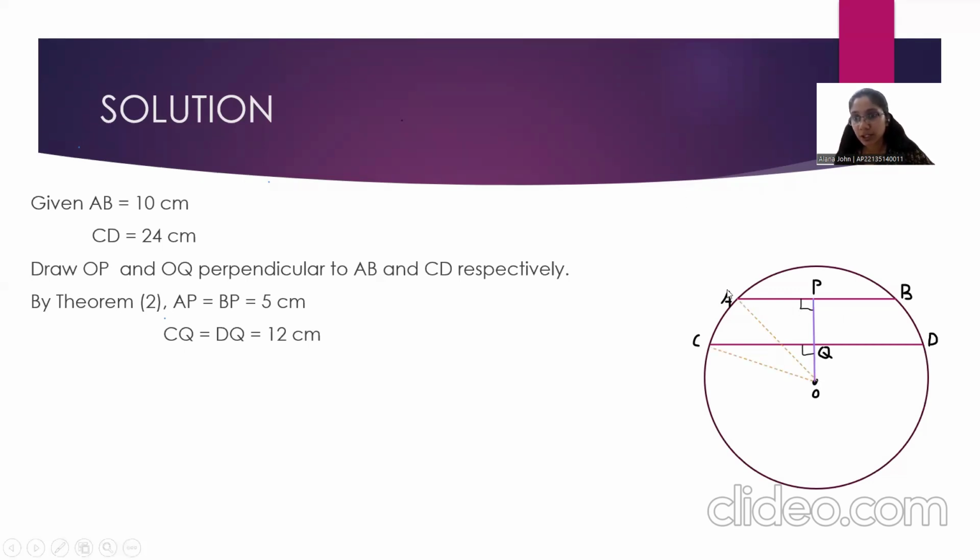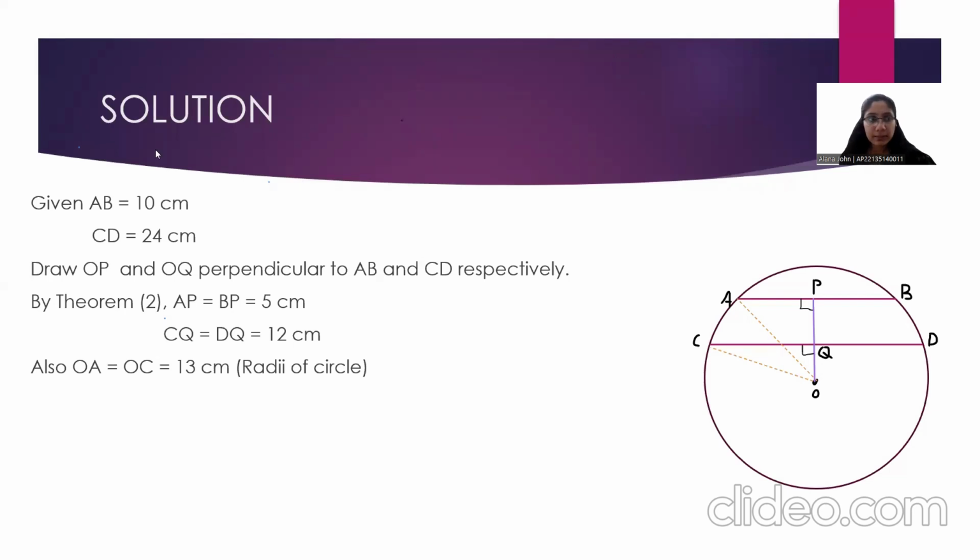See, here I have joined the center O to the point A and the center O to the point C. Then clearly OA and OC are radii of the circle, right? OA and OC will be 13 centimeters because they are radii of the circle, and it is the given information in the problem, right?